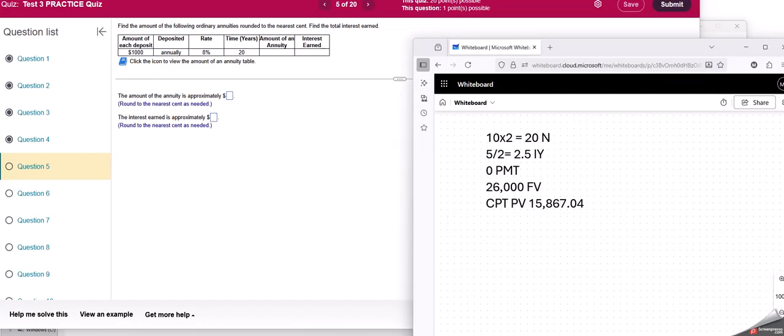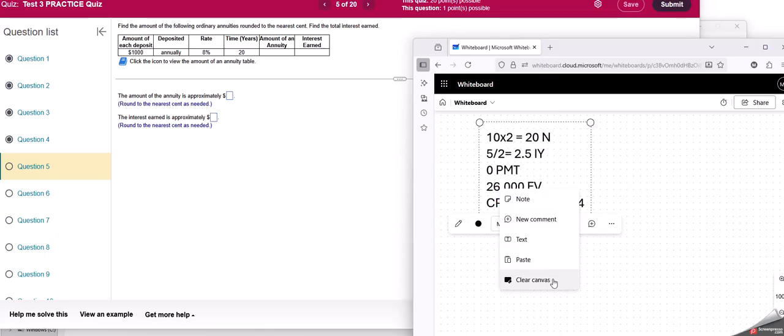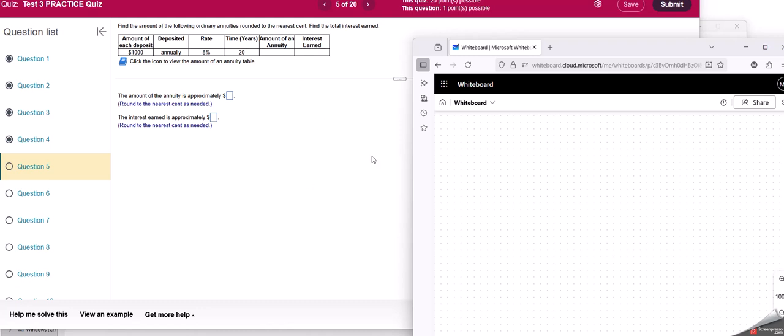Find the amount of the ordinary annuity rounded to the nearest cent, and then find the interest earned. So the annuity clues us in that now we are having the payments. So we've got 20 years as our N, 8 as our IY, again, because it compounds annually, so we don't have to do anything. There's no present value, but there is a payment. So $1,000 is being deposited every year. And I'm going to make it negative because I don't have a present value. And then we're going to compute the future value.